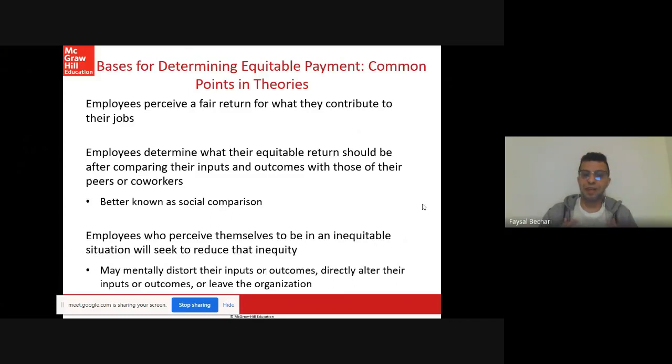Employees who perceive themselves to be in an inequitable situation will seek to reduce the inequities. So if they are in a disadvantaged situation, they will seek to bring it to the equity level, and may mentally distort their input or outcome. So they're putting less in, or they produce less, or directly alter their inputs or outcomes, or leave the organization looking for a different organization.